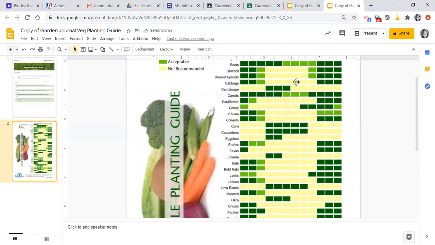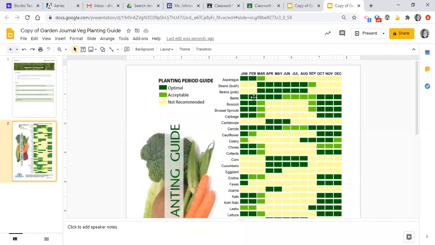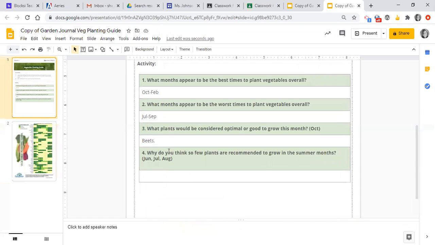And Giovanni knows that because he looked at beets, he ran it over to October, and he could see that it's green. But there's lots of other things too, right? There's broccoli, there's Brussels sprouts, there's cabbage. I mean, we could go on and on and on.